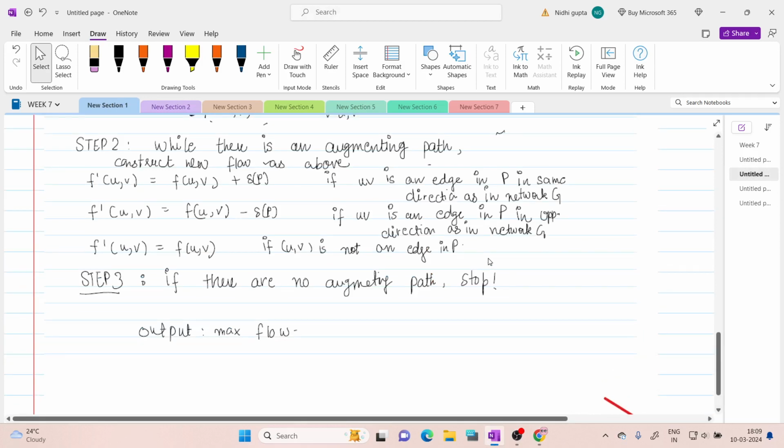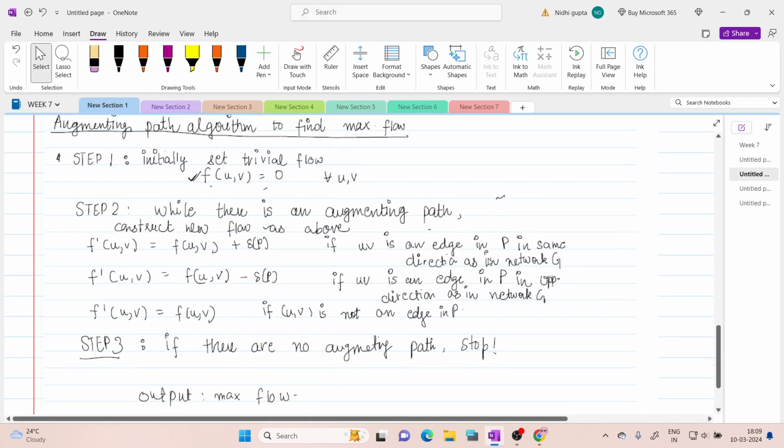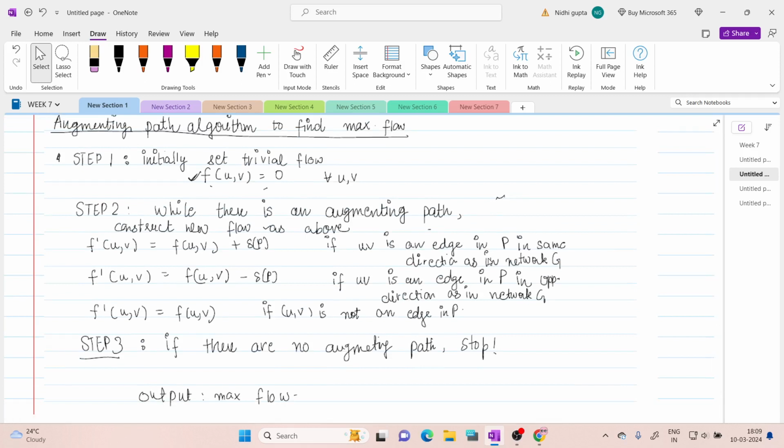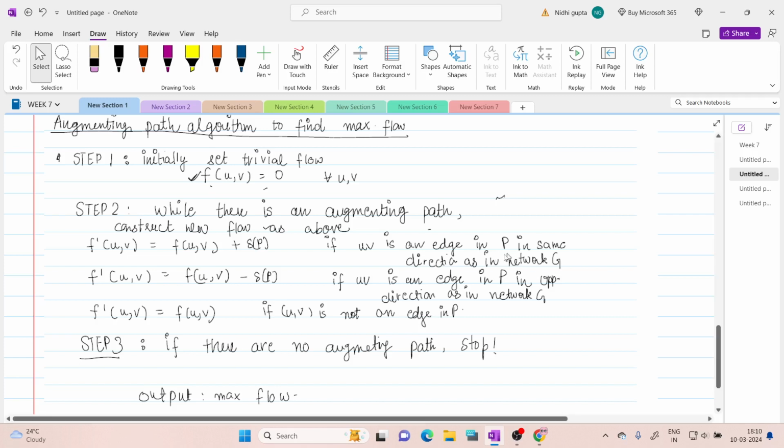And this is the algorithm only. If we are given a network, how to find the maximal flow? We start with flow 0, then we draw the residual network. Once we draw the residual network, we find the augmenting path. After the augmenting path, we construct the new flow. Then for the new flow, we construct the residual flow. And we keep on doing that until we get a flow whose residual flow has no augmenting path. If the residual flow has no augmenting path, then we conclude that the output is the maximum flow.